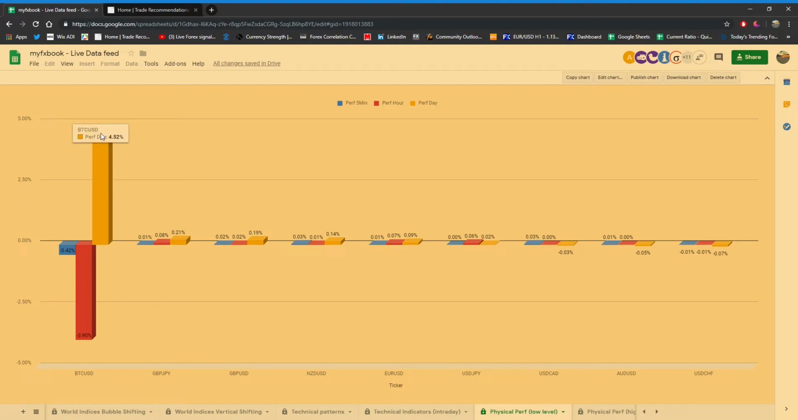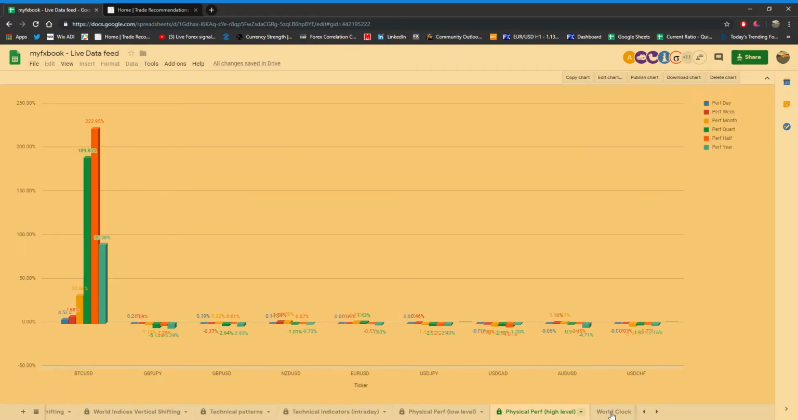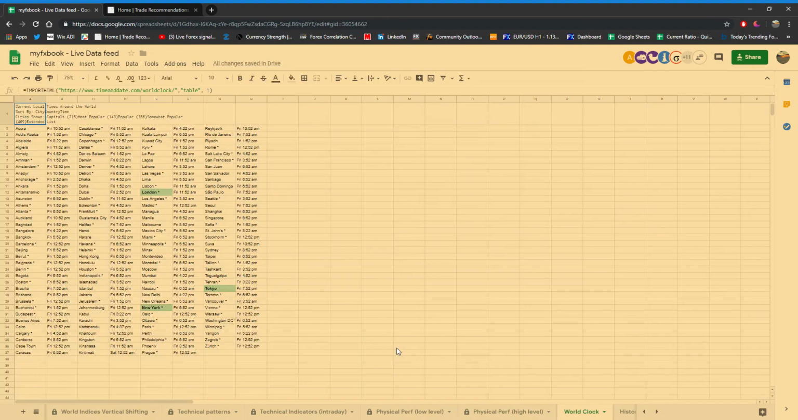Bitcoin is skewing things, but that will settle down soon, so that will make this tab look a lot nicer. The same, it's dwarfed everything else. So once it comes down, it will sort of rationalize everything. But it's just so spiky. 222% for the half, 189% for the quarter, and 4% today. That's just bonkers.